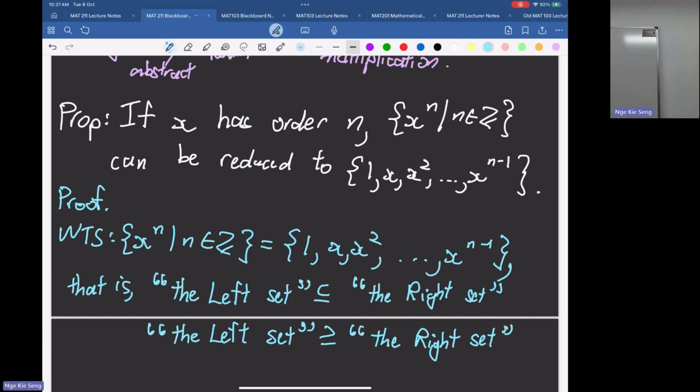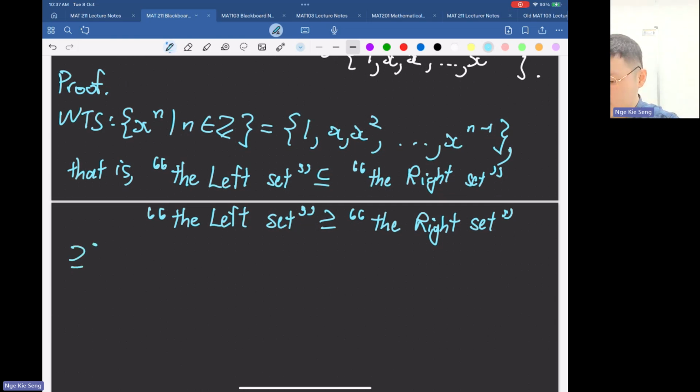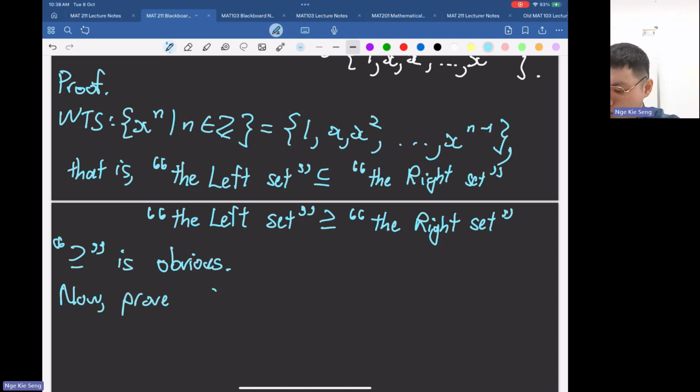So we settled one problem already. How about x inverse? How about x to the n plus 1? You need to settle all these elements, whether they are in this set or not. Okay, so let's do it. I will write here, this implication is obvious. Later we will fill it in. So now prove the other direction.